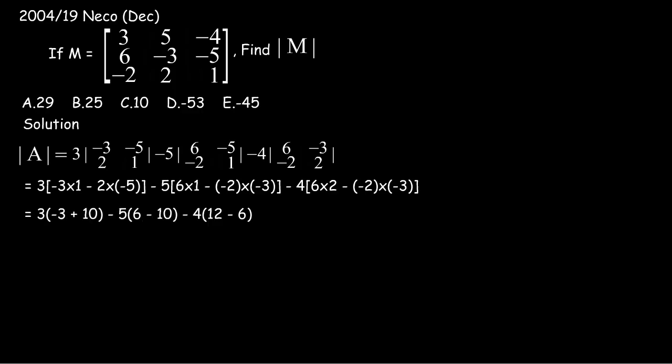Simplifying further to be equals to 3 in bracket minus 3 plus 10, minus 5 in bracket 6 minus 10, minus 4 in bracket 12 minus 6, which should be equals to 3 in bracket 7, minus 5 in bracket minus 4, minus 4 in bracket 6. Opening up the brackets to be equals to 21 plus 20 minus 24, which is equals to 17, and our final answer is B.